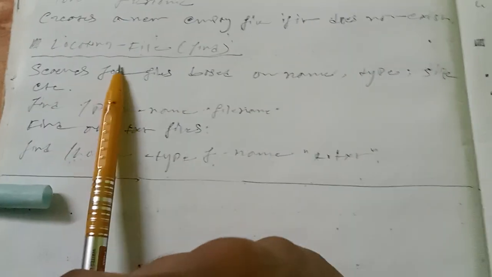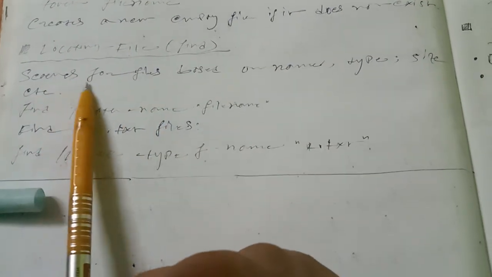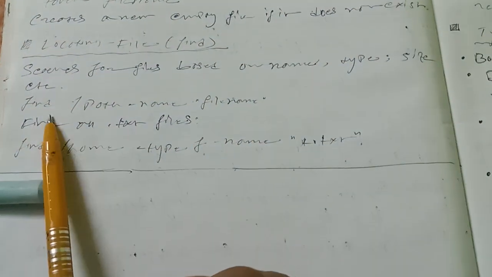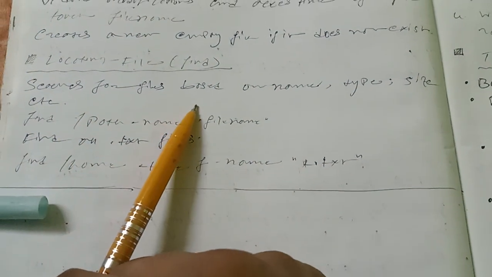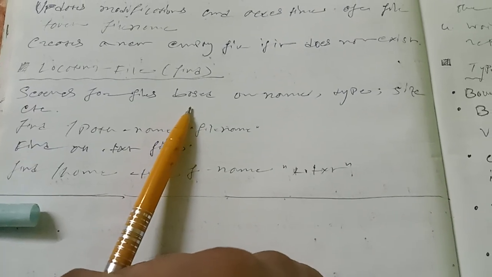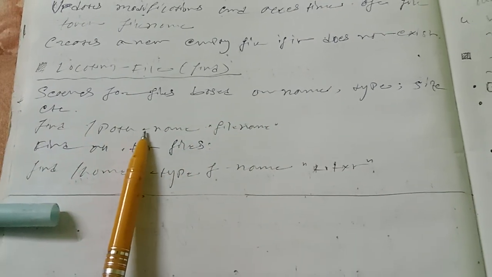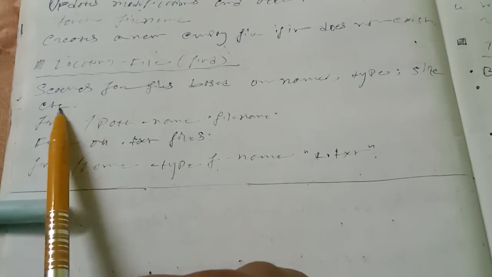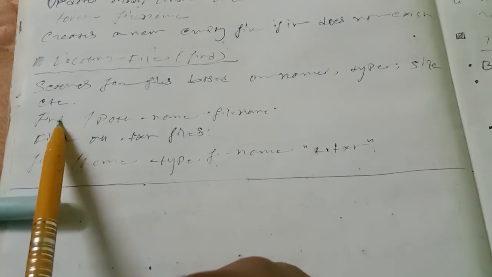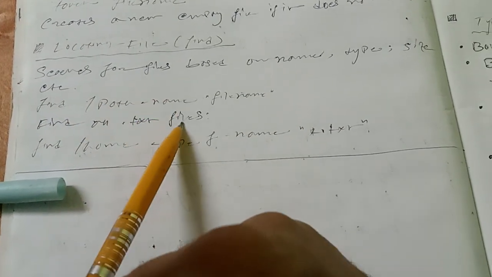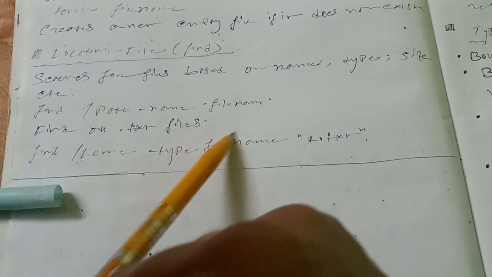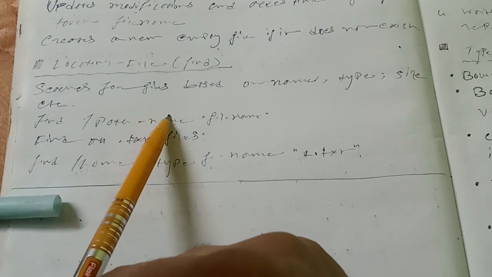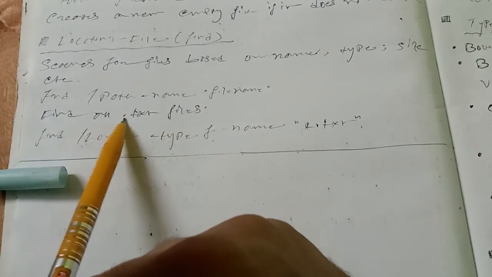Then locating files: find searches for files based on name, type, size, etc. Basically this is the syntax: find, then the path name and file name. This command searches for files based on name, type, size, etc.